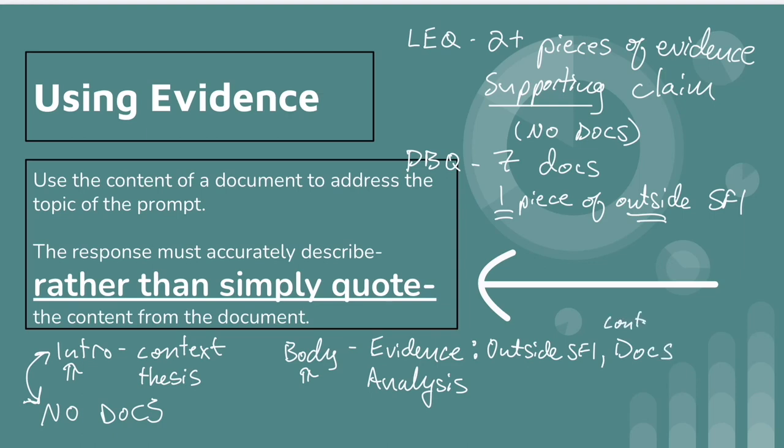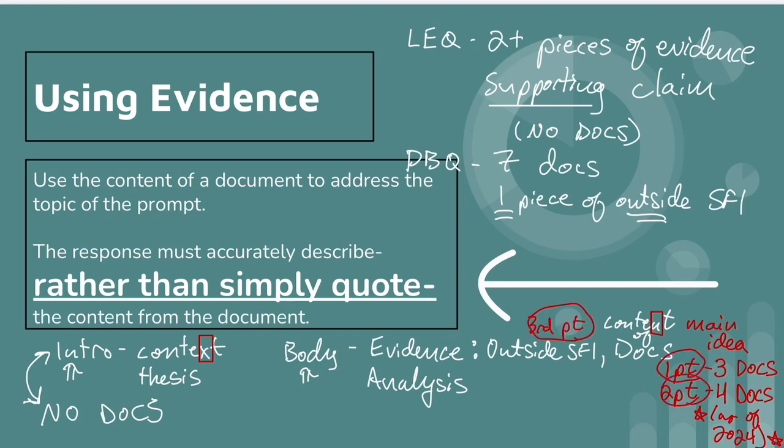Okay, so this is where we get into our content points. And remember, content is different from context. Context is background information. Content is summarize the main idea. So for 1 point, how many documents do you have to summarize? 2. You have to summarize the main idea of 2 documents to get 1 point. How many do you need to summarize to get 2 points? 4 documents. So for the evidence section of your DBQ rubric, you can get 3 points for using 4 documents, summarizing them, and then giving a piece of outside SFI that's not mentioned in the documents.